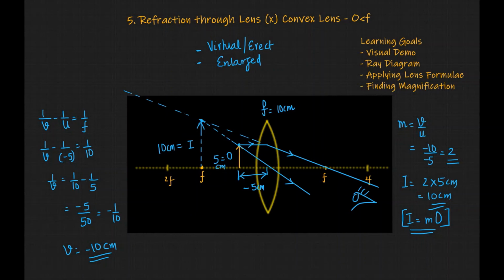So let's revisit our learning goals. We saw a visual demo, a ray diagram, we applied the lens formula and found the magnification. Please recreate your mental narrative based on what you saw in this video with absolute values and calculations, etc. And in case you get stuck, please see this video again.